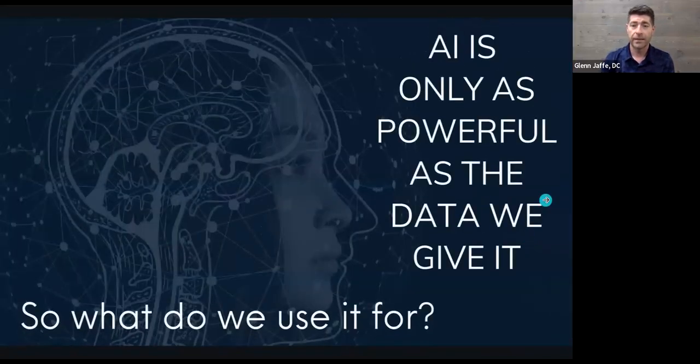So here it is. AI is only as powerful as the data we give it. Just like with the human body and the brain, when bad information comes in, the brain acts on it. Its job is not to decide if it's right or wrong. It's just to take action on it. So if the information and the data that the system is getting is good, then the output it gives is going to be a lot better.